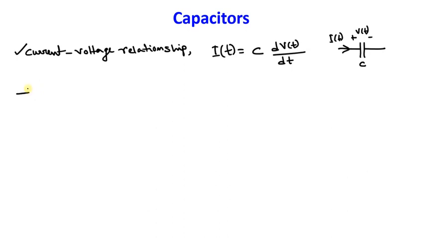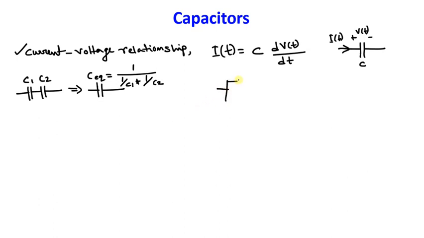Another important point, if two capacitors are connected in series, C1 and C2, what will be their equivalent capacitance? C equivalent is 1 by C1 plus 1 by C2, that means C1 C2 by C1 plus C2, isn't it? Whereas if two capacitors, for example C1 and C2, are connected in parallel, then their equivalent capacitance C equivalent is nothing but what? C1 plus C2.